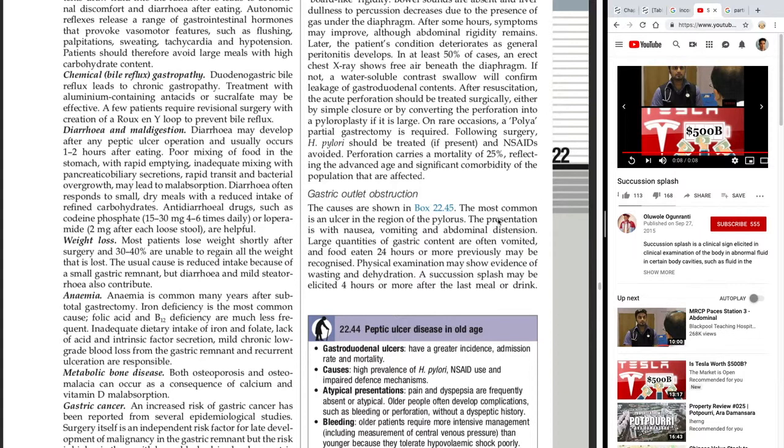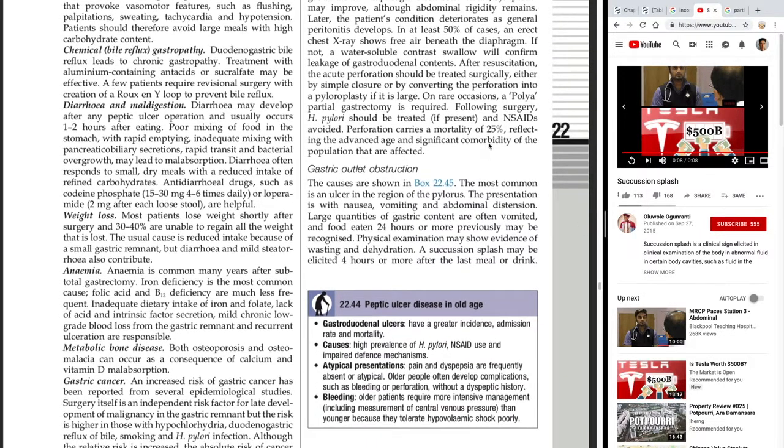So you auscultate and you shake the body, and then you hear the gastric sounds. But that sound there is just artificial sound.